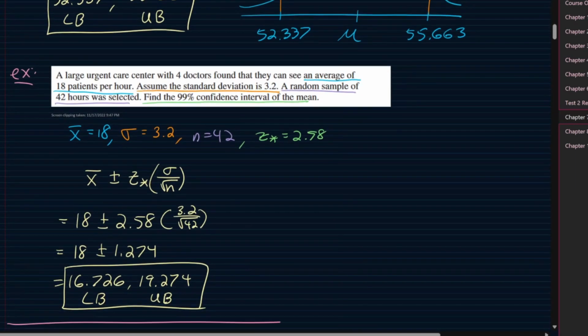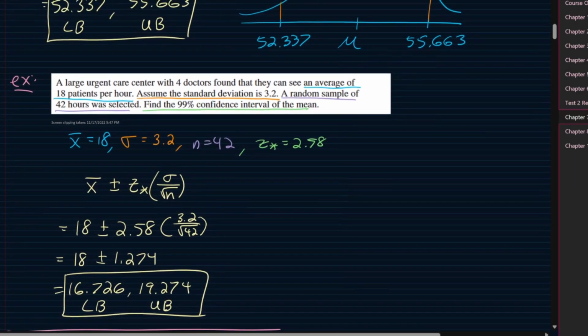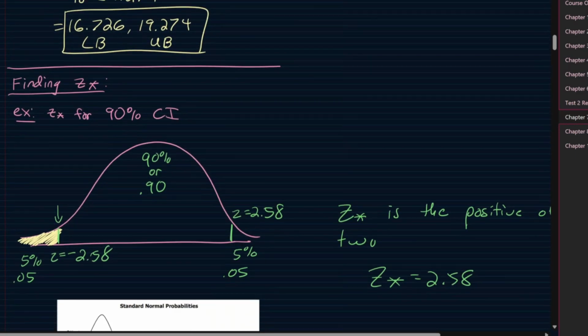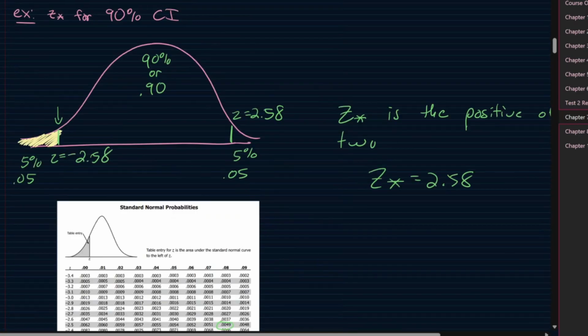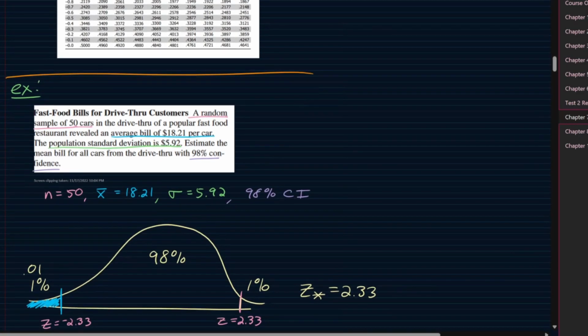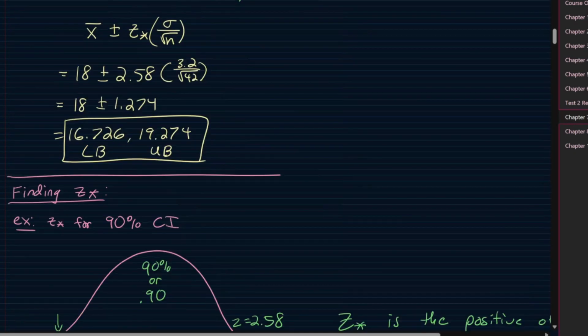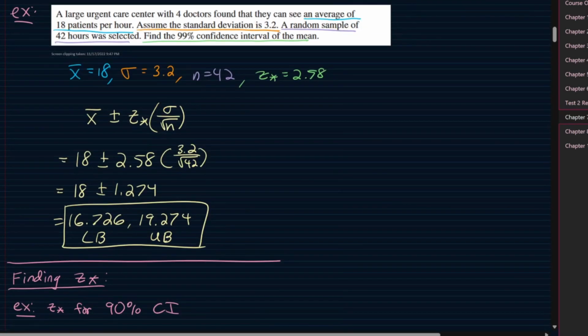So we saw another example here. It was a 99%, which we know to be 2.58. And I put here how to find Z star. So yeah, the next one's 98. We don't know that one from here. You don't have to memorize any of them, I guess. You could always just use the chart. That's fine.